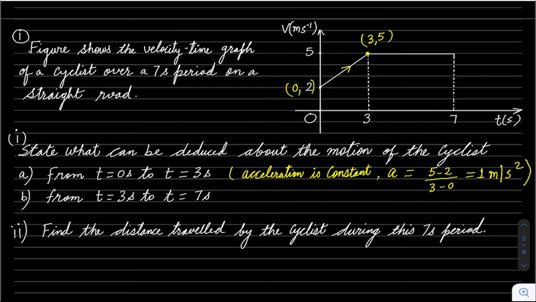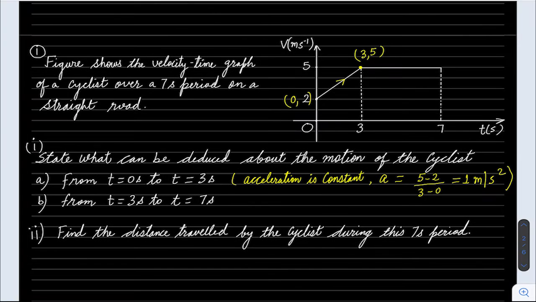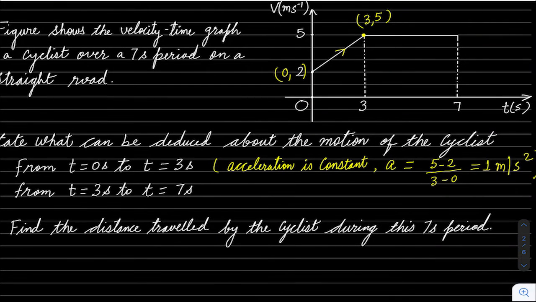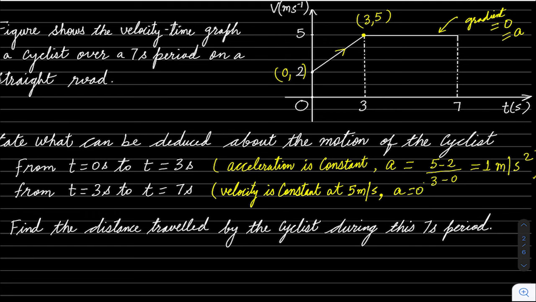Next part, from 3 to 7, which is very straightforward. From 3 to 7, my velocity is constant at 5 meter per second. That's the first thing we can say. The second thing is that the gradient of this line from 3 to 7 is 0, because the line is parallel to the x-axis. It means my acceleration is 0.